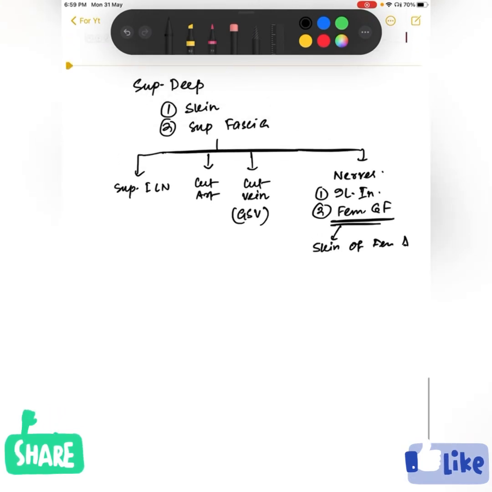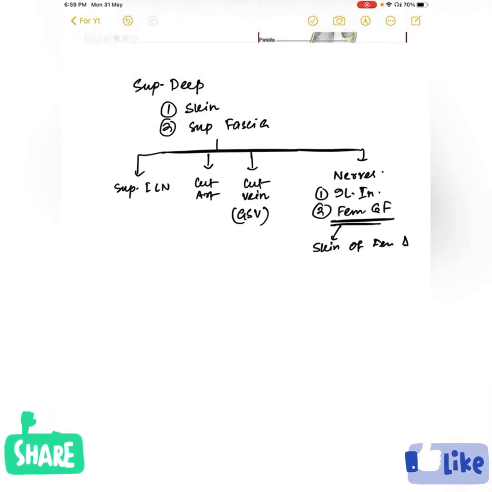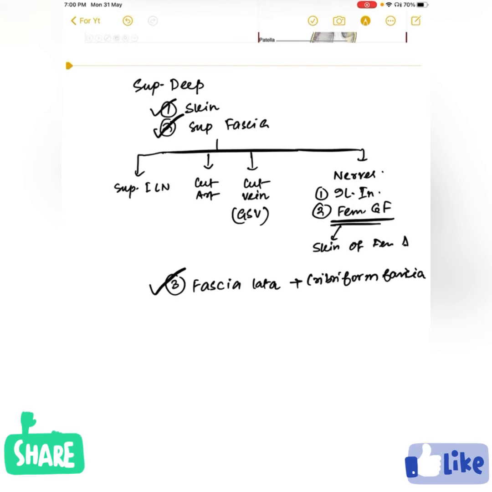This is the importance of this nerve. And the third structure forming the roof of the femoral triangle, from superficial to deep, is the deep fascia of the thigh region, that is the fascia lata, having one opening called the saphenous opening, which is covered by cribriform fascia. So to summarize, the roof of the femoral triangle from superficial to deep, we will get to see the skin, the superficial fascia, and the fascia lata along with cribriform fascia in the region of the saphenous opening.